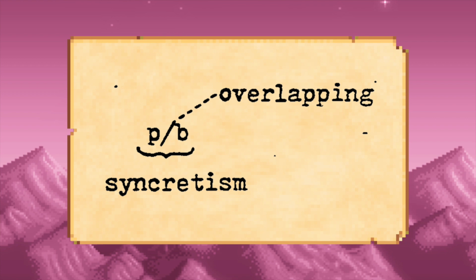However, the same thing doesn't hold when it comes to p and b after an s sound. Span and sban differ in expression, but the content remains the same. As you can see in this diagram, the relationship between p and b in this instance is called an overlapping, forming a category called a syncretism.